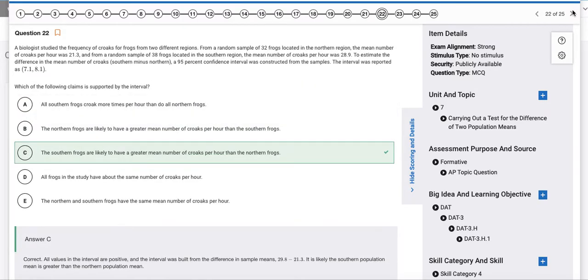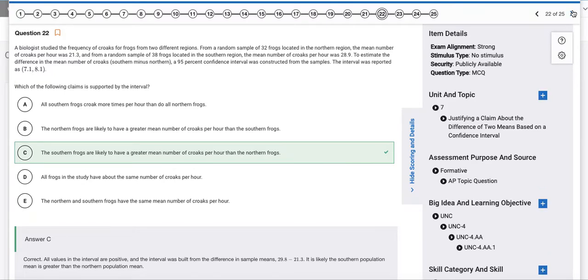Okay, 4 more questions. Or sorry, 4 more questions, you're right. Okay, so this one, read through the details closely again. So this time they give you your interval already.